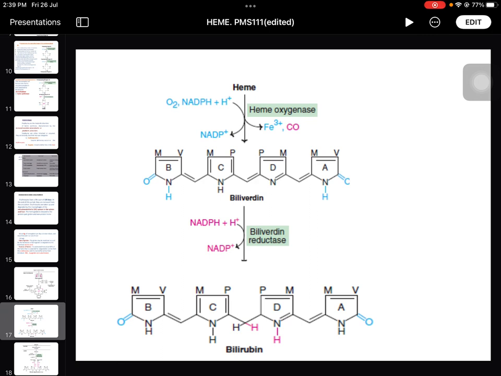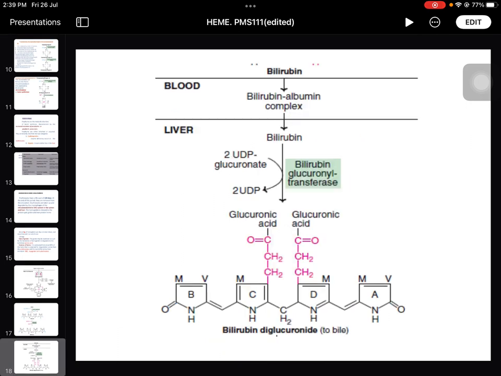broken by the enzyme heme oxidase. Thus, it forms biliverdin. Biliverdin is the oxidized product of heme. This biliverdin gets reduced by the enzyme biliverdin reductase. Thus, it forms bilirubin. Bilirubin is the reduced product of biliverdin, and that reaction is catalyzed by the enzyme biliverdin reductase.